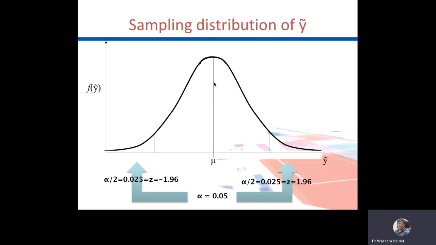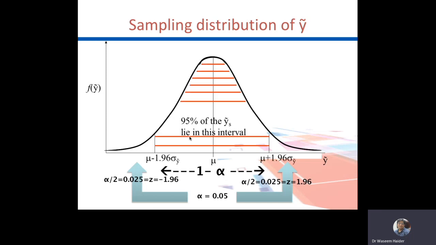Let's look at this again. We have this μ in the middle. This was the area for alpha, right and left, and the area in the middle is our confidence region. We can also say that 95% of the ȳ's lie in this interval. So this is the true mean, and as we have seen in the previous diagram, we can plot it here on this curve: 95% of the ȳ's, the sample means, lie in this region, so they can capture the true population mean.